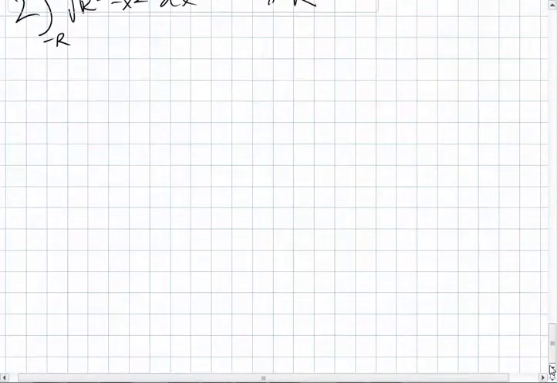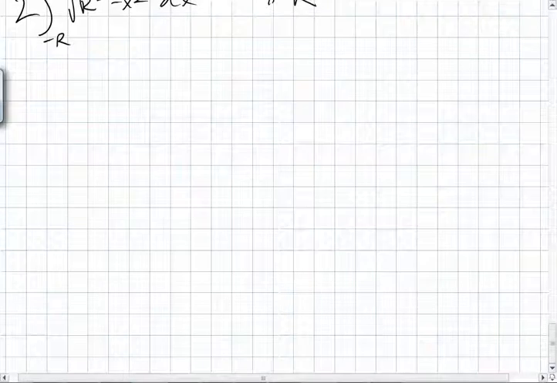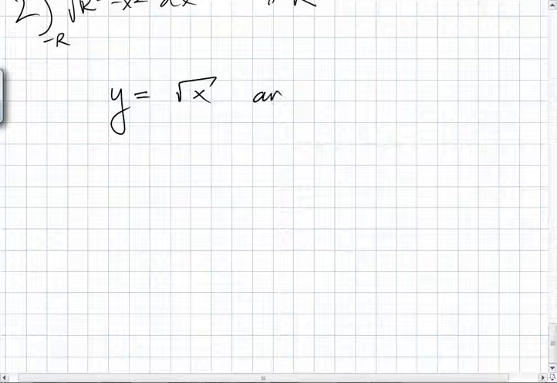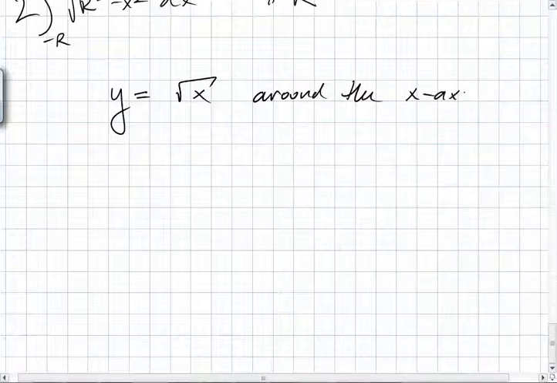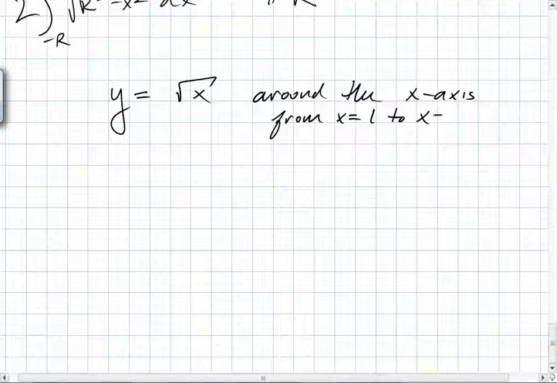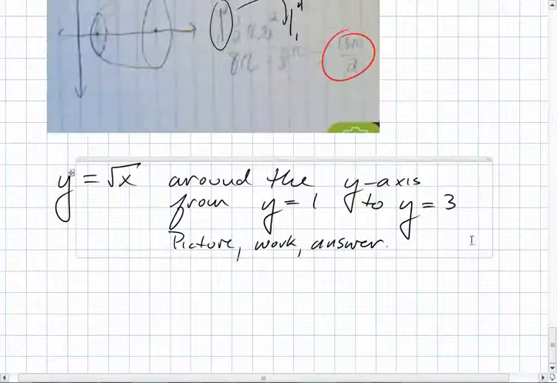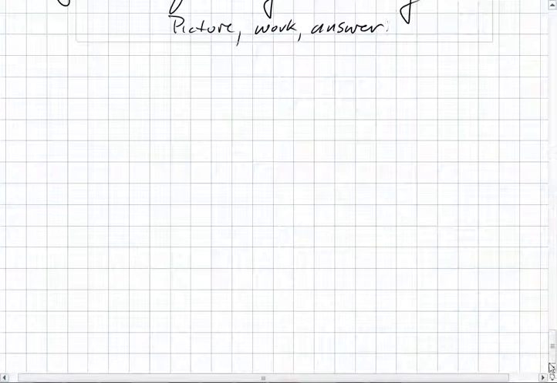So let's say I asked you this. We're going to rotate y equals the square root of x around the x-axis. And it's going to be bounded from, let's say, x equals 1 to x equals 4. Find me the volume of that shape. Maybe I'm totally wrong. I could be.